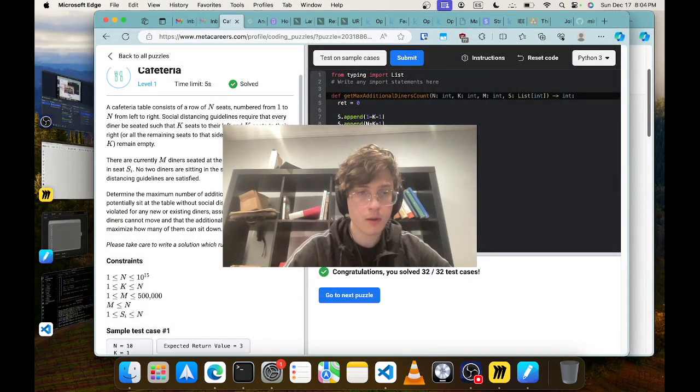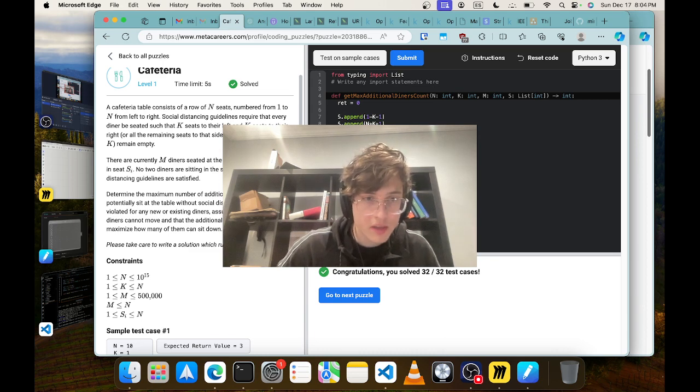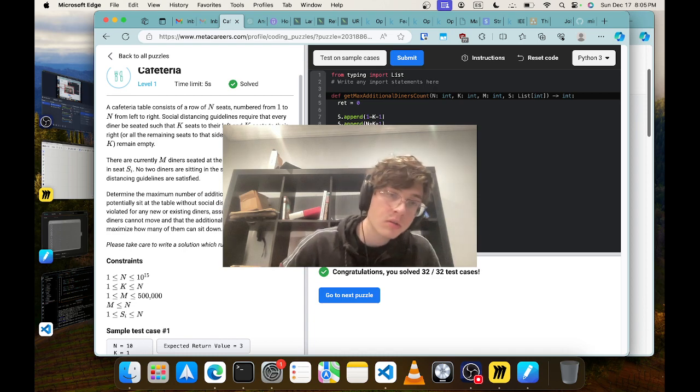It's called cafeteria. A cafeteria table consists of a row of n seats numbered from 1 to n from left to right. Social distancing guidelines require that every diner be seated such that K seats to their left and K seats to their right, or all the remaining seats to the side, if there are fewer than K, remain empty. There are currently M diners seated at the table, the ith of whom is in seat SI. No two diners are sitting in the same seat, and the social distancing guidelines are satisfied.